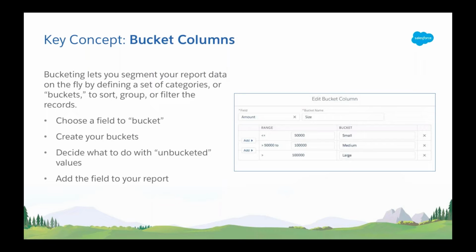So with bucket columns, you can create on the fly a virtual column to use just in your report that's based off of a real column in Salesforce. And so we can say, hey, we have that real column of case origin, but I want to create a virtual column that maps to what I call a major channel, and then I use that new virtual column in my report to either sort, group, or filter.